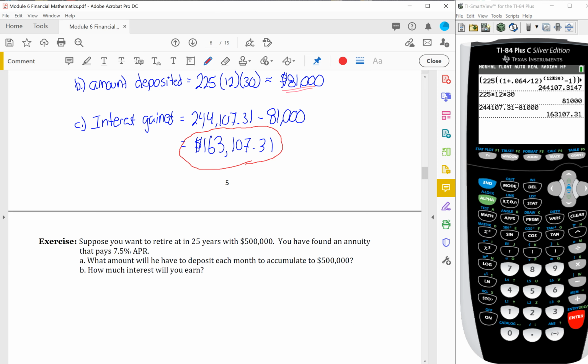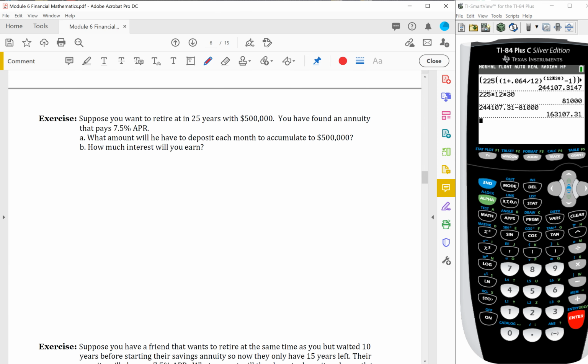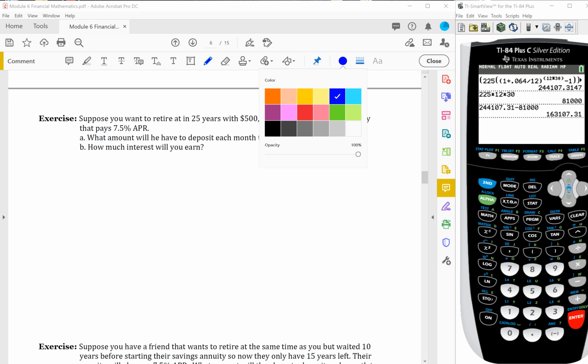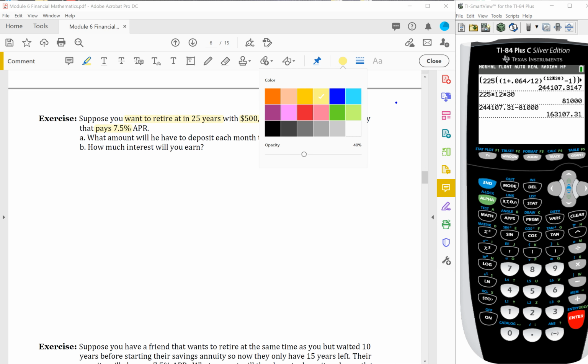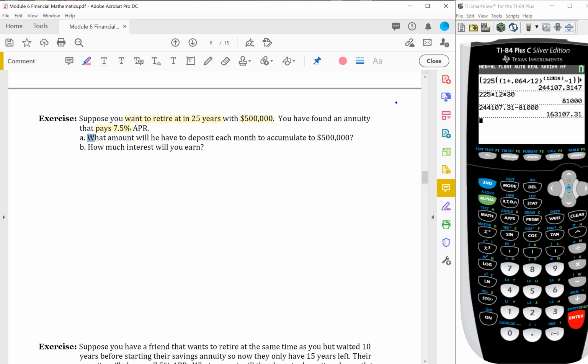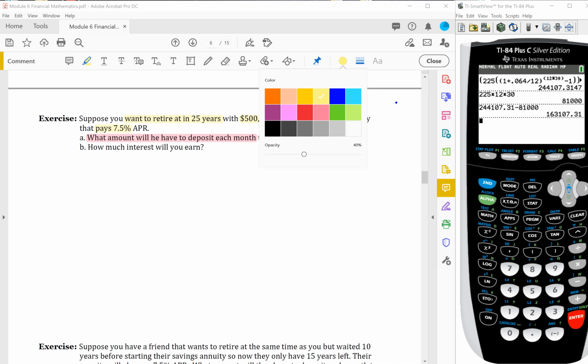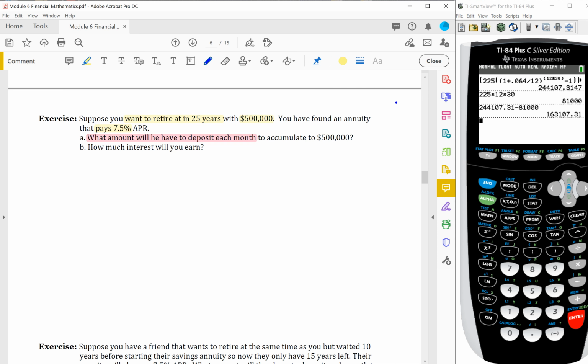Okay, let's look at another example. Suppose you want to retire in 25 years and you want to have $500,000 in your account. You found an annuity that pays 7.5%. Now the question: what amount will you have to deposit each month to accumulate to that $500,000? So notice in this question, they're asking how much do we need to deposit each month?